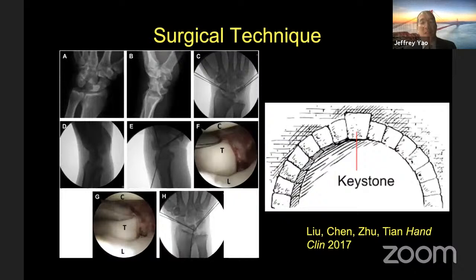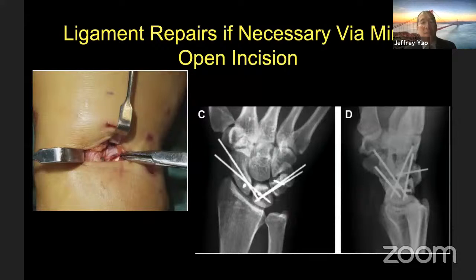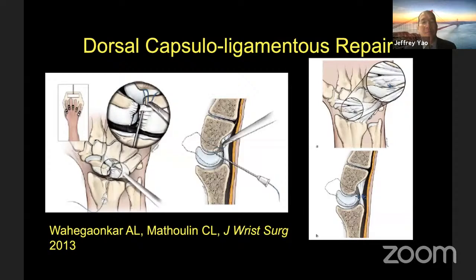These are some images from Lubo's paper with the surgical technique. And remembering that the lunate is the keystone to which the rest of the carpus is reduced. Now, the difference here is Lubo advocates for ligament repairs if necessary via mini open incision. I would say that I adopt this technique. I have not fully adopted the pinning only technique, although the papers as described before show promising results with just pinning alone. In earlier stage injuries, I have adopted Christoph Matulin's technique of dorsal capsule ligamentous repair.